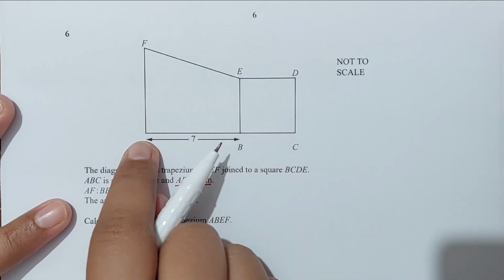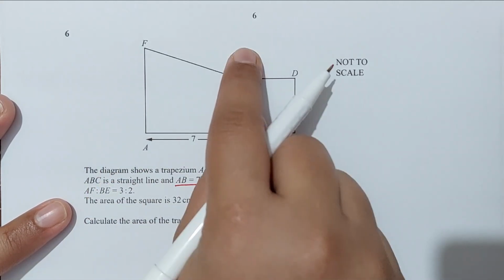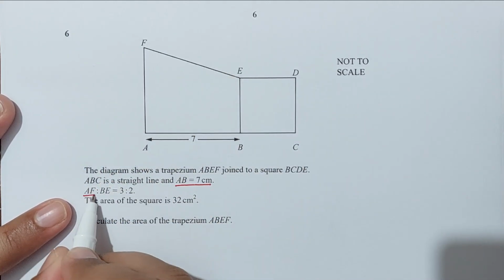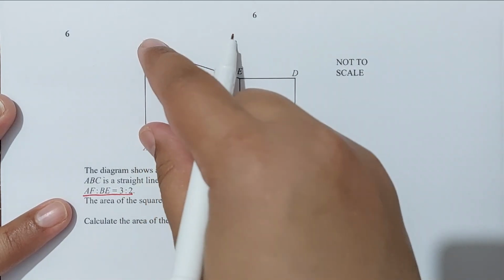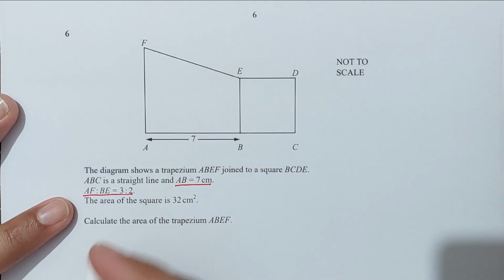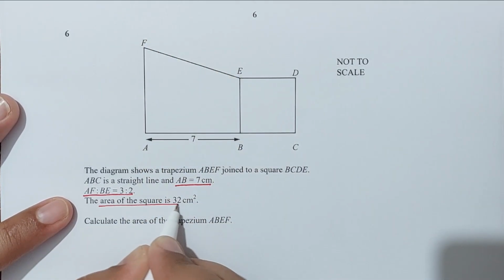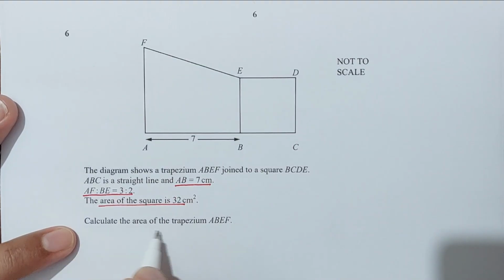AF and BE are in the ratio of 3:2, where AF is 3 and BE is 2. The area of the square is 32 centimeters square. Calculate the area of the trapezium ABEF.